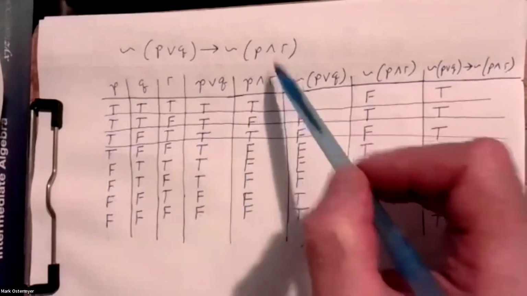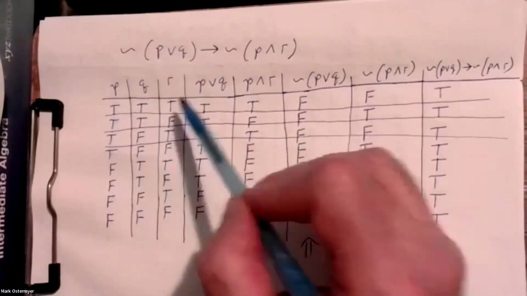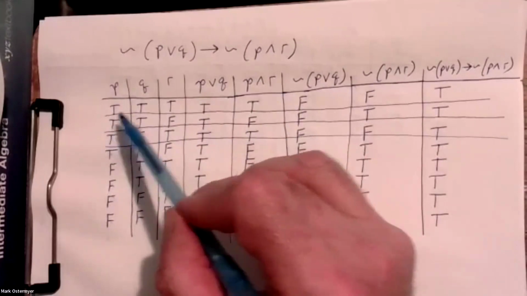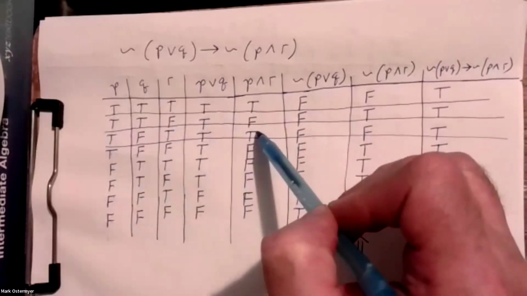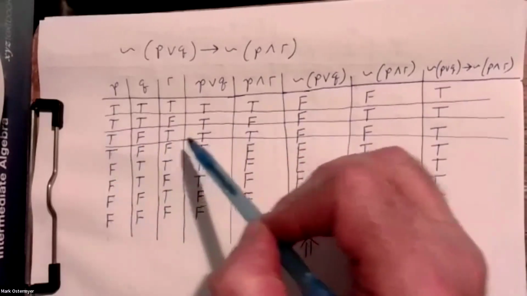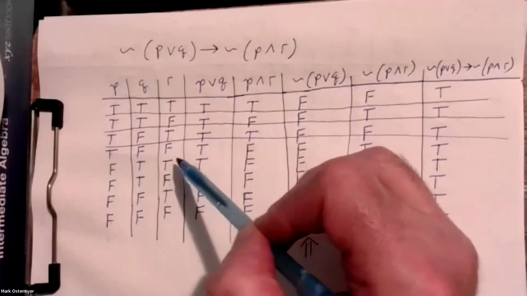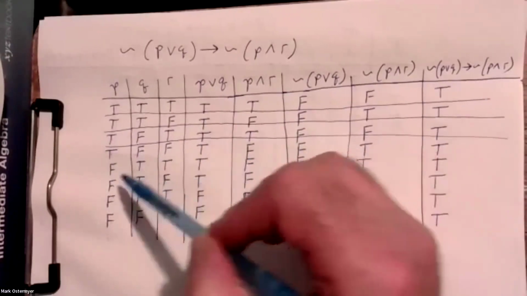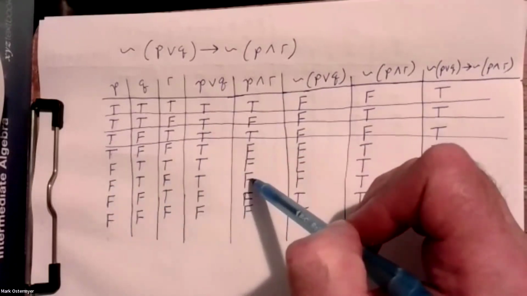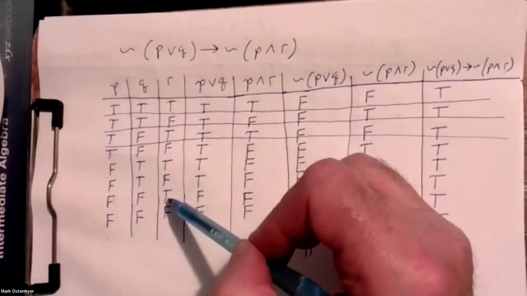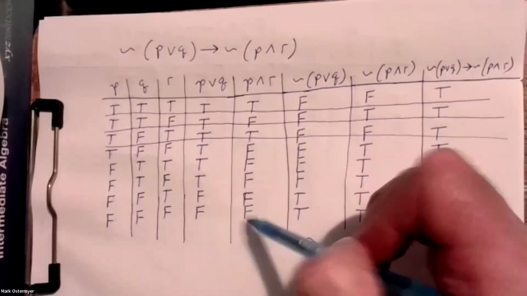Now I did the and inside the parentheses here, P and R. So true and true is true. True and false is false. True and true is true. True and false is false. False and true is false. False and false is false. False and true is false, and false and false is false.